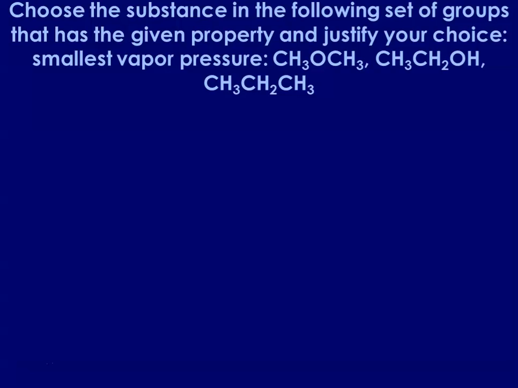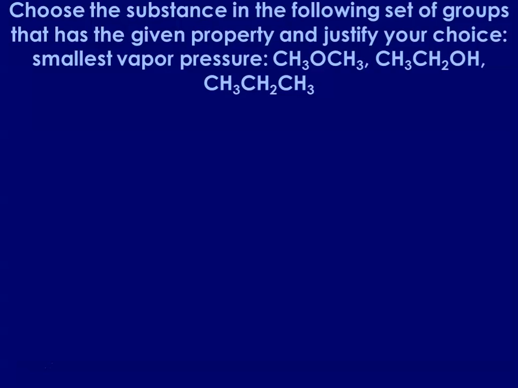Here we're looking at three substances and determining which of those has the smallest vapor pressure: CH3OCH3, CH3CH2OH, and CH3CH2CH3. So these are all roughly the same size. There needs to be a pretty significant difference in the amount of carbons for one to have a greater number of forces impacting your answer choices for something like this. So if you had 8 or 9 carbons, that might be something that you would have to consider.